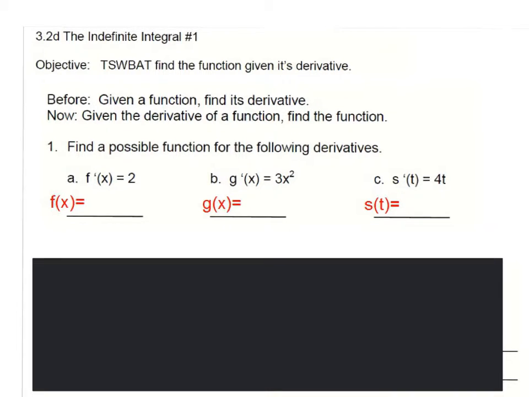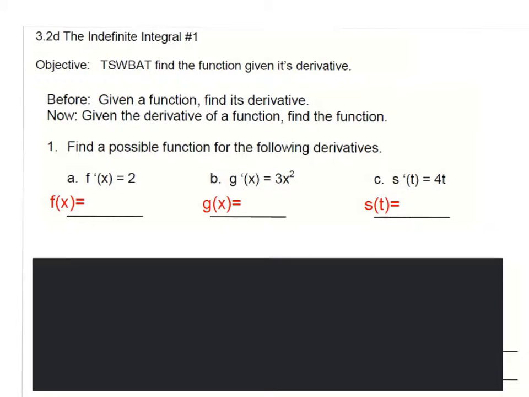We had to find its derivative. Now we're going to be given the derivative and we're going to go backwards and find the original function. So just like we had rules for derivatives, we are going to have rules to go backwards to find the original function. Here are 3 derivative equations.